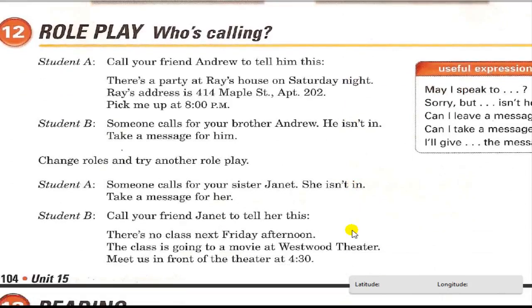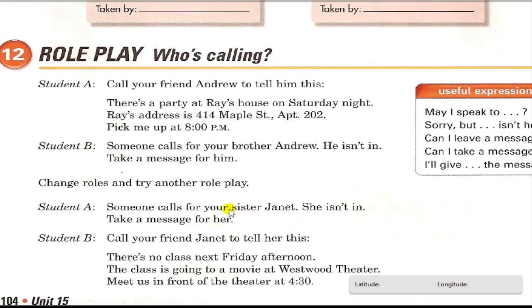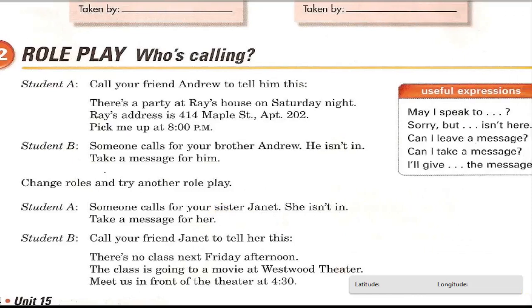Exercise number 12. Role play. Who's calling? So this is role play. Who's calling? We're going to make a role play between two persons, two students. They're going to talk in a phone call, or they're making a conversation.